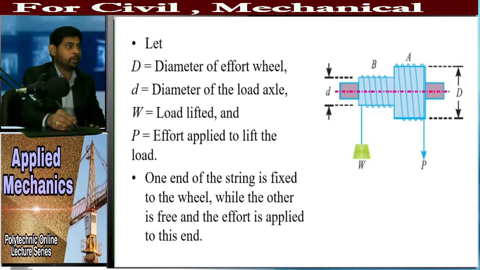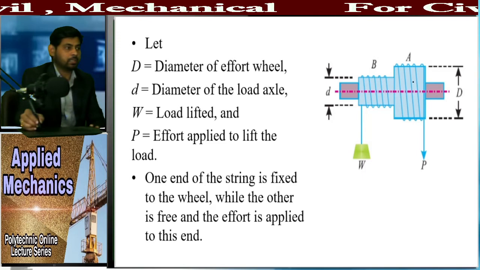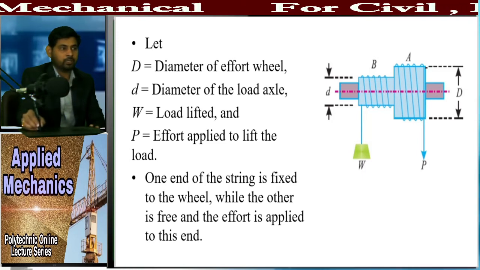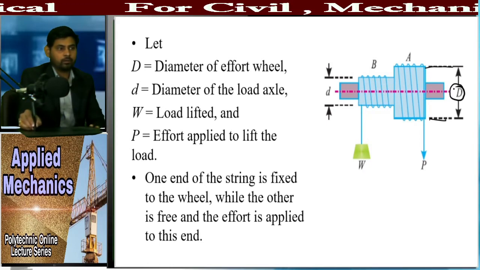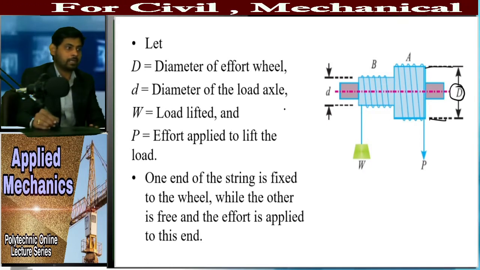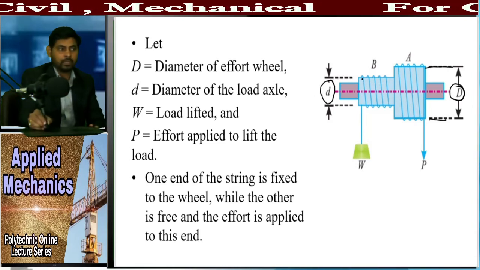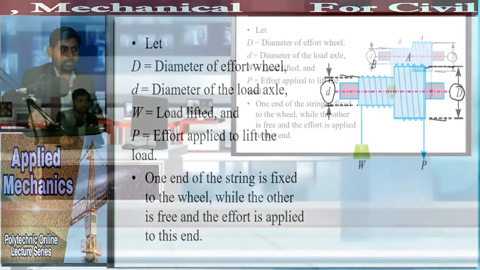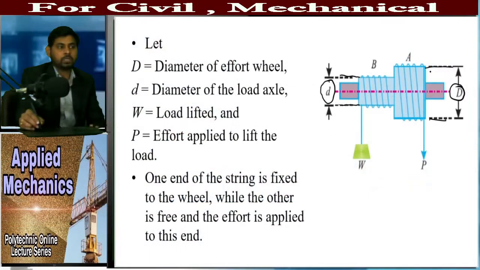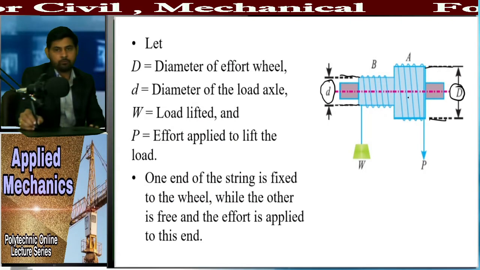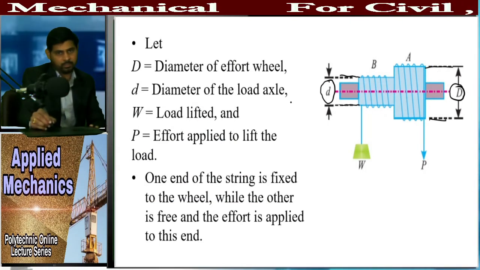Okay. So now let's see what the points denote. Capital D is nothing but the diameter of the effort wheel. Small d is nothing but the diameter of the load axle, that is up to this distance, you can see here. So capital D is your diameter of the effort wheel and small d is your diameter of the load axle.